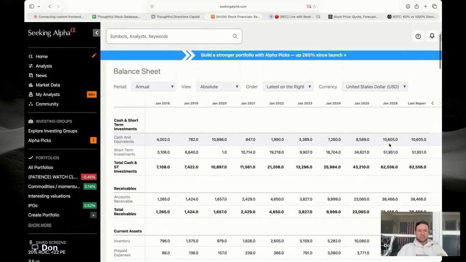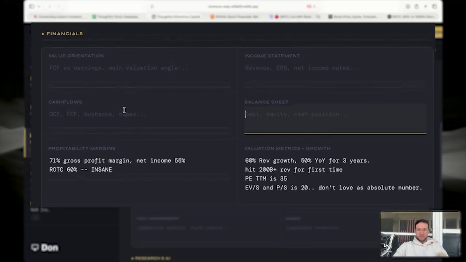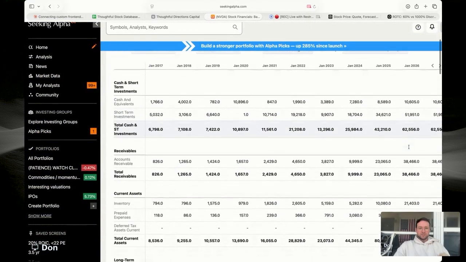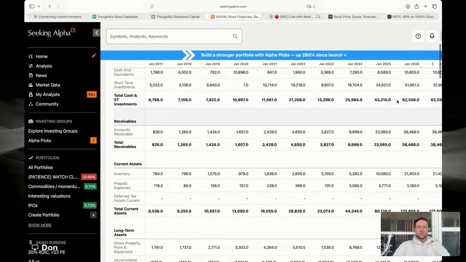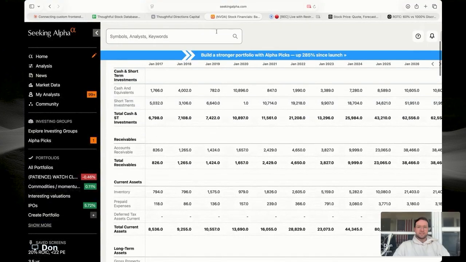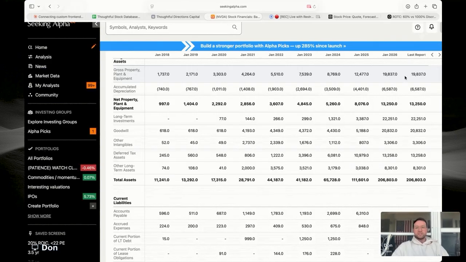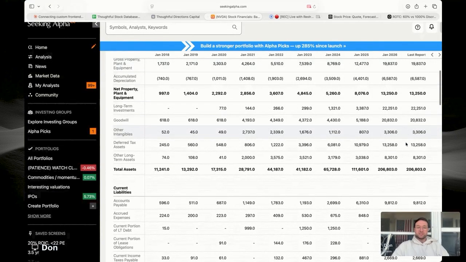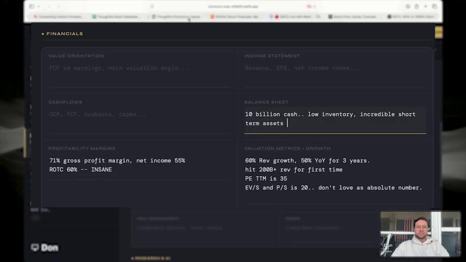I always try to look at just the last year for the balance sheet specifically. Okay, so 10 billion cash. Oh my gosh, this company's insane. They have low inventory and incredible short-term assets. A relatively low gross plant and equipment, which is impressive for how much they have to manufacture. All right, so their total assets, oh my gosh, it's crazy.